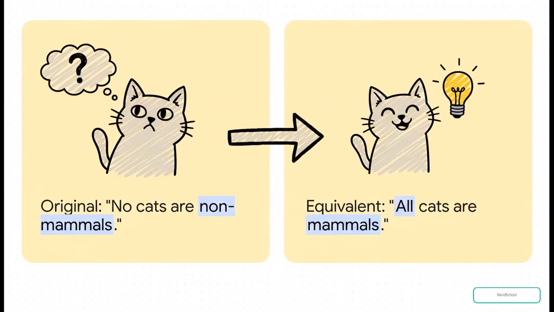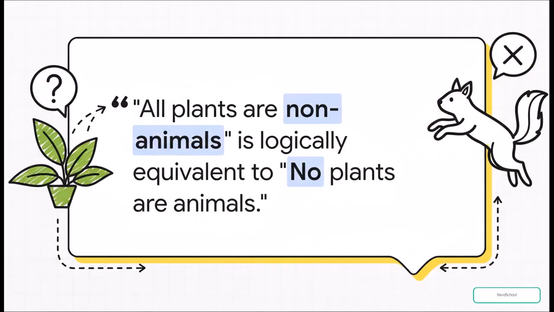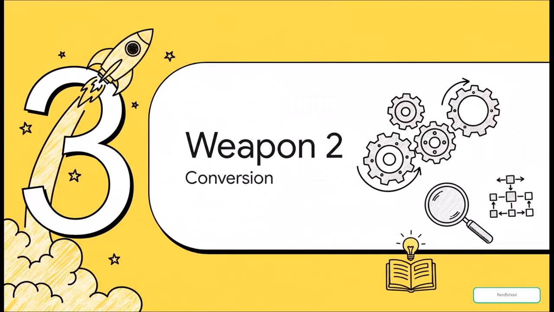And this isn't just theory, folks. This is a real exam question. All plants are non-animals. Let's do the hack. Change all to no, remove non from non-animals, and you instantly get no plants are animals. See how fast that is? Alright, weapon 1 is officially in our toolkit, so let's grab weapon number 2, conversion.